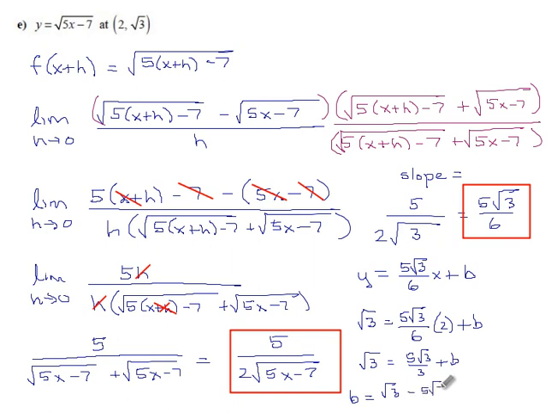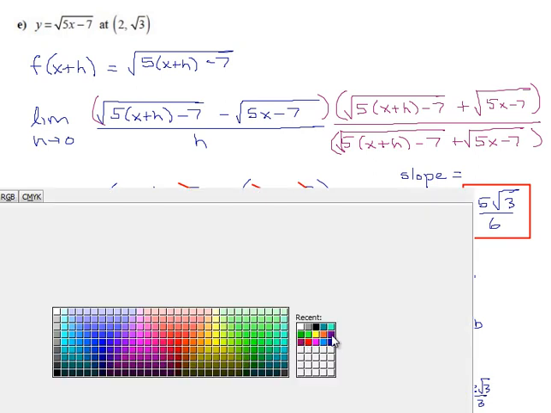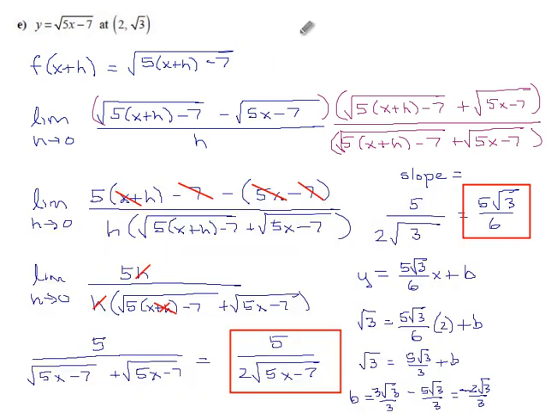Root 3 minus 5 root 3 over 3. I guess I could get a common denominator for those. I could multiply by 3 for both of these. And now when I subtract, I get minus 2 root 3. So that's our b value. And if we have the b value, I'm going to go to the very top to write this because I am hurting for space. Our tangent line is y equals, we already know the slope is 5 root 3 over 6, x plus, and our b value is 2 root 3 over 3.